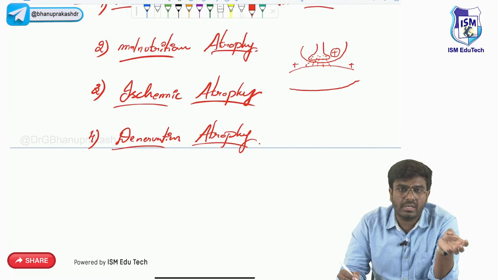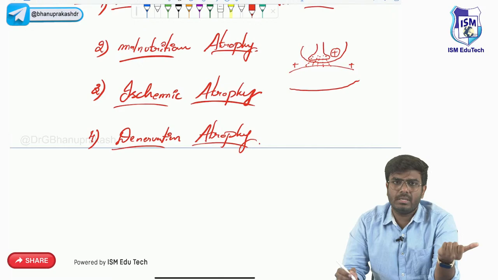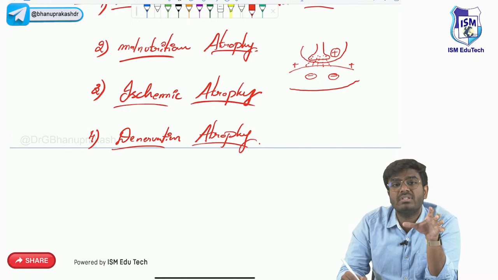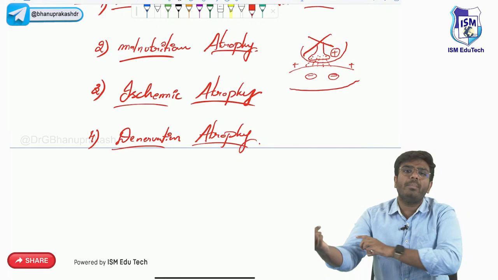So whenever there is denervation, just like disuse, right? You are not using it. You cannot use that muscle. So what will happen? This muscle will undergo atrophy. So that's why we say in lower motor neuron lesions, the organ will undergo atrophy. But in upper motor neuron lesions, the atrophy of a particular organ is not going to be seen.